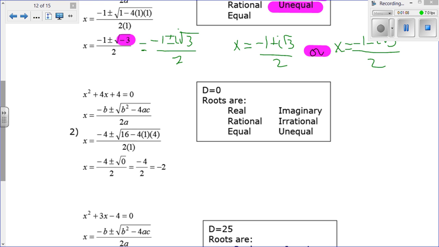My second case is when the discriminant is equal to 0. So if I have x squared plus 4x plus 4 equals 0, and I substitute into the equation, you can see that I end up with 0 under my radical. 0 is a real number. This value that I have here, this negative 2, could be written as a fraction. Therefore, my roots are rational. And since I only have one root that I can see, that means my roots are equal. And I remember the equal with equals 0.